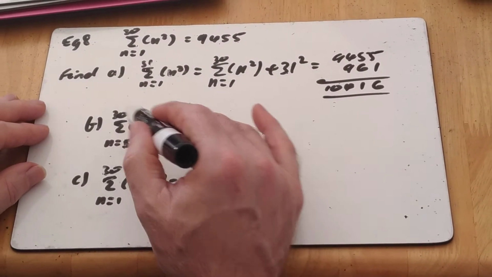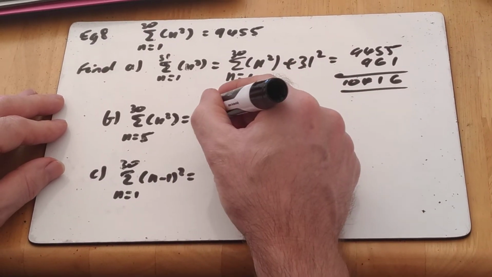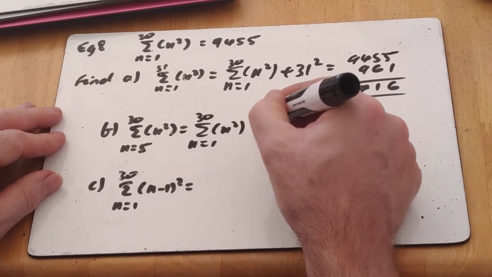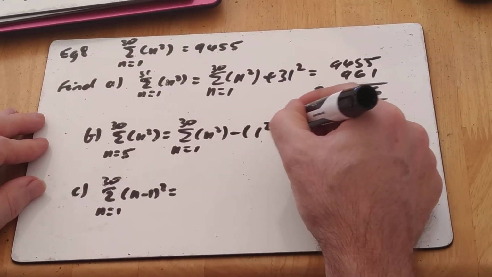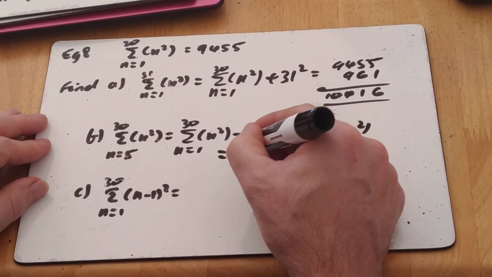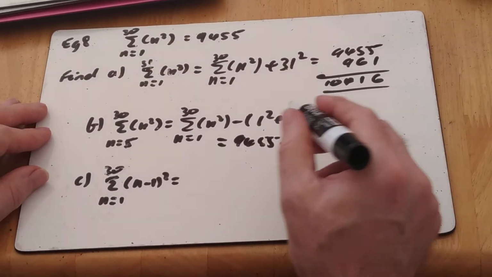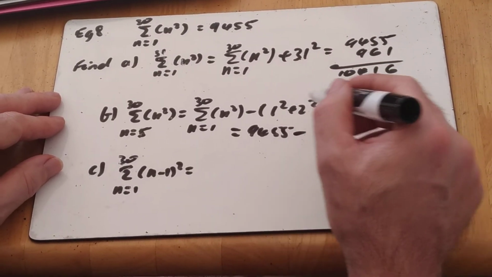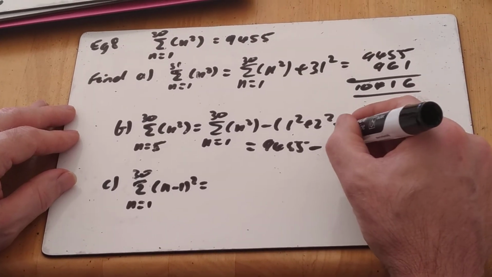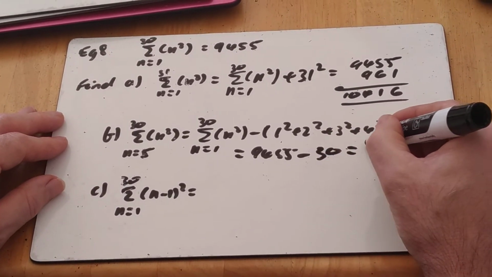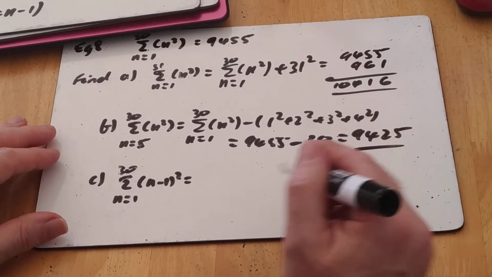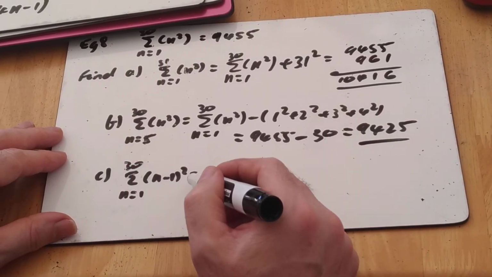B is n equals 5 to 30, so I can think of that as being the sigma n equals 1 to 30 of n squared minus bracket 1 squared plus 2 squared, 3 squared plus 4 squared. So it's 9455 minus, what have I got here, 1, 5, 14, 16, 30, which is 9425. And the last one, sigma 1 to 30, n minus 1 squared.